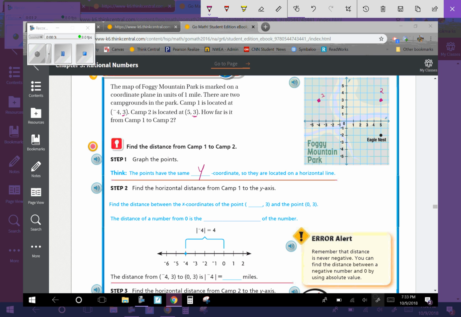Now I'm going to find the horizontal distance from Camp 1 to the y-axis. So to find the distance between the x-coordinates of the point -4, 3 and the point 0, 3, think about those vocab words that we had earlier. The distance of a number from 0 is also called the absolute value of the number. So we're finding the absolute value of -4, which is 4 miles.